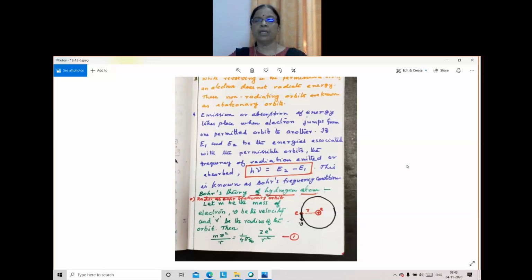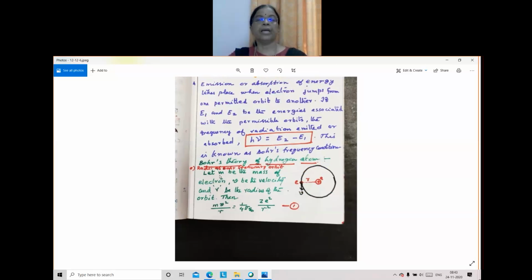So we know the E1 level has some energy, the E2 level has some energy, and that difference, E2 minus E1, is the energy required for the electron to jump from a lower level to a higher level. The same energy, h nu, it will release when it jumps from a higher level to a lower level. So this is the formula: h nu equal to E2 minus E1. Next we have to calculate the energies at different levels.